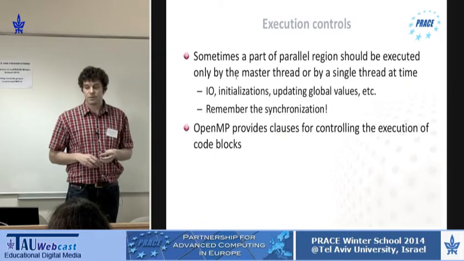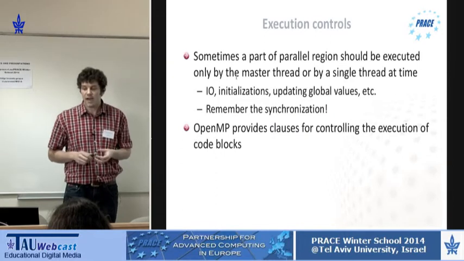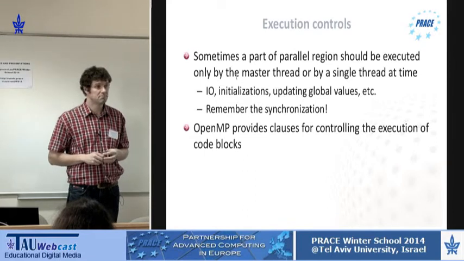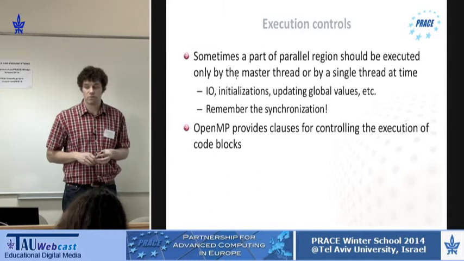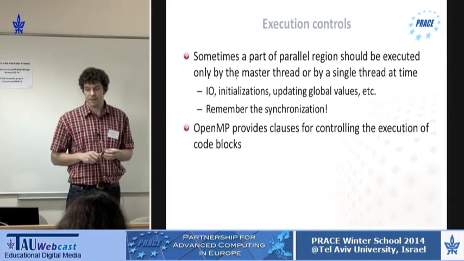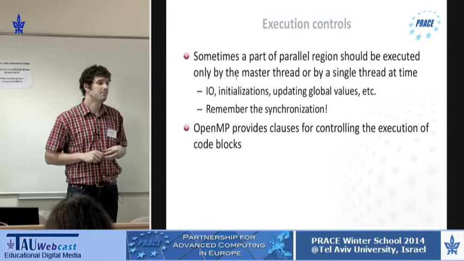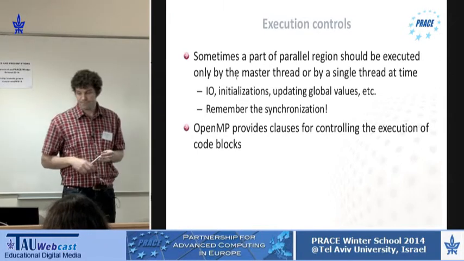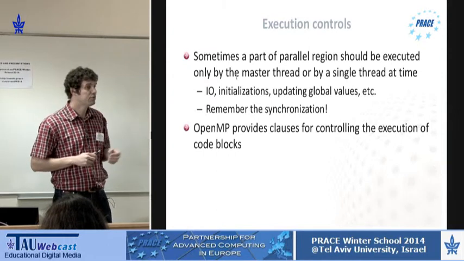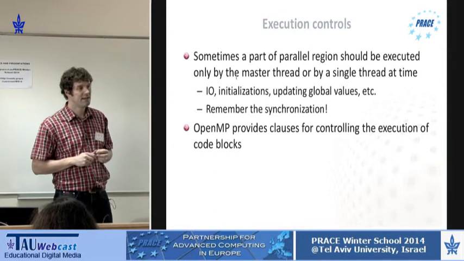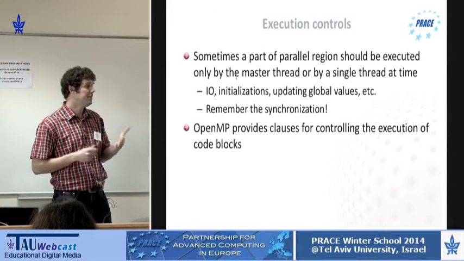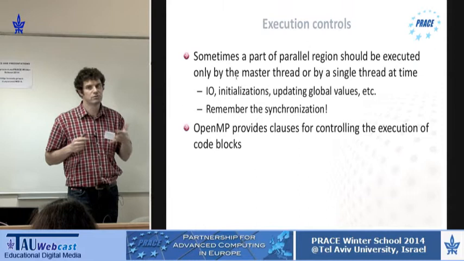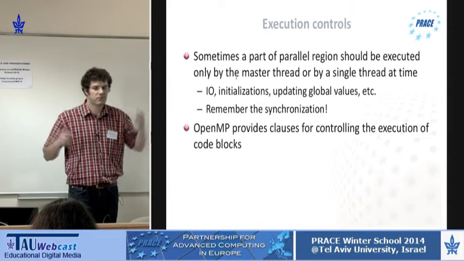There are sometimes also cases where part of the parallel region should be executed only by the master thread or just by a single thread, or any single thread, or sometimes just by a single thread at a time. And in principle, the reduction could also be done in this manner, so that each thread would update the ASUM one thread at a time. Of course, you would lose all the parallelism because it would be just serializing that.